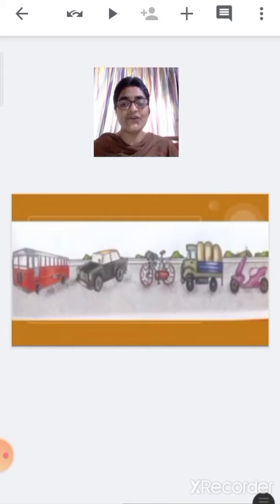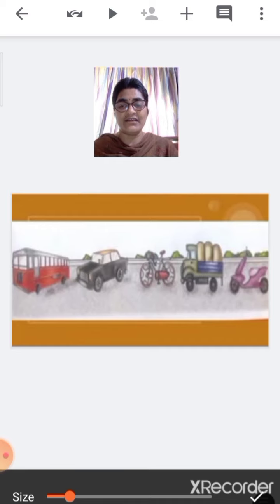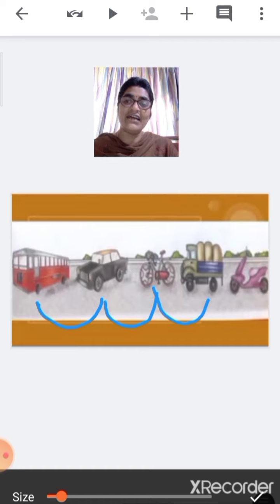Children, here you can see some vehicles, right? Now, this is a bus. What is there after bus? After bus, there is a car. After car, there is a bicycle. After bicycle, there is a truck. And after truck, there is a scooter. So children, after means next.